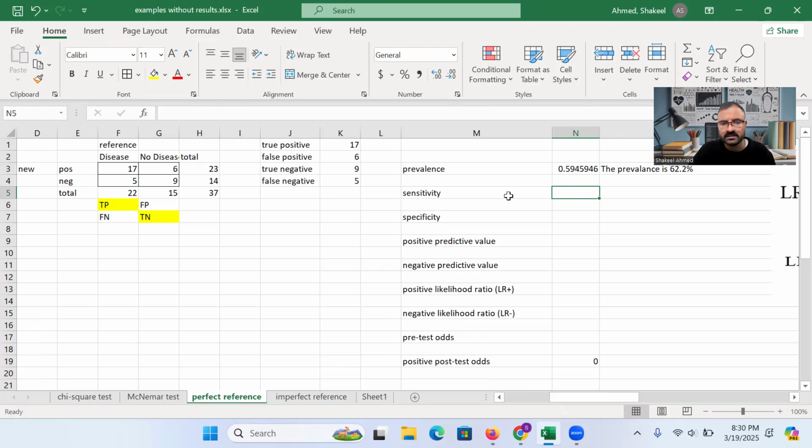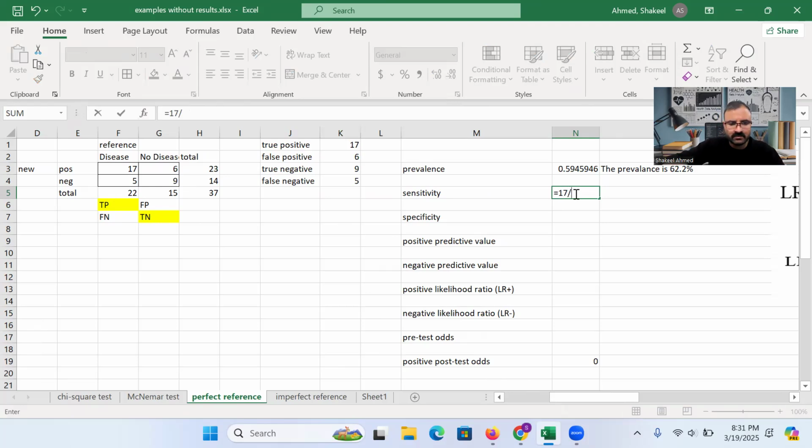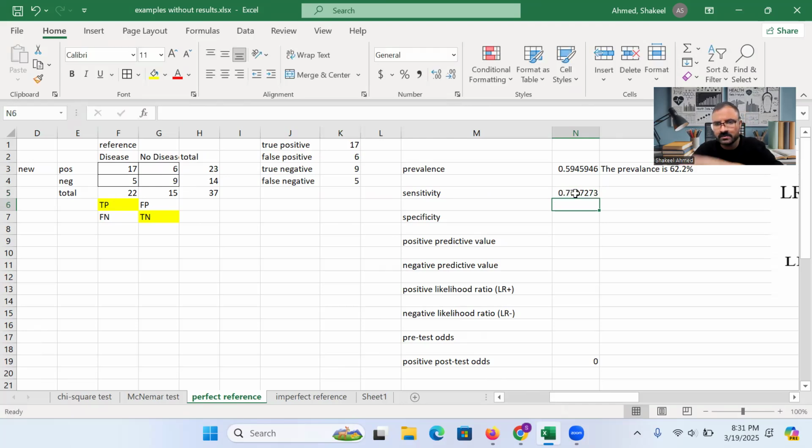And the sensitivity means the true positive divided by total positive. This is the proportion of positive that are tested positive. So that is 17 divided by 22. So it's 77.3%. People have the disease and tested positive.